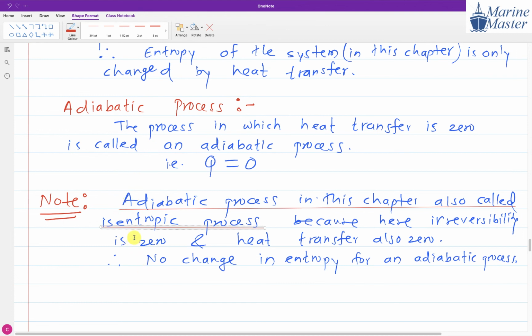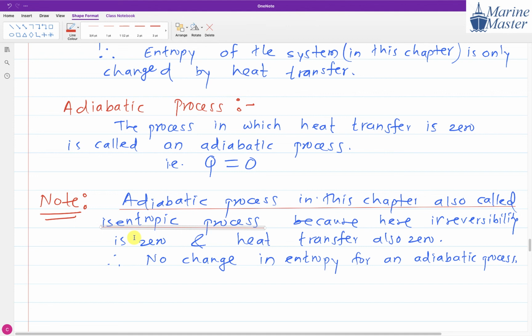So remember, whenever we say isentropic, it has two meanings: entropy change is 0 and heat transfer is 0. So an isentropic process is also called an adiabatic process, and an adiabatic process is also called an isentropic process. We will say it vice versa: adiabatic means isentropic, isentropic means adiabatic, only for this chapter.